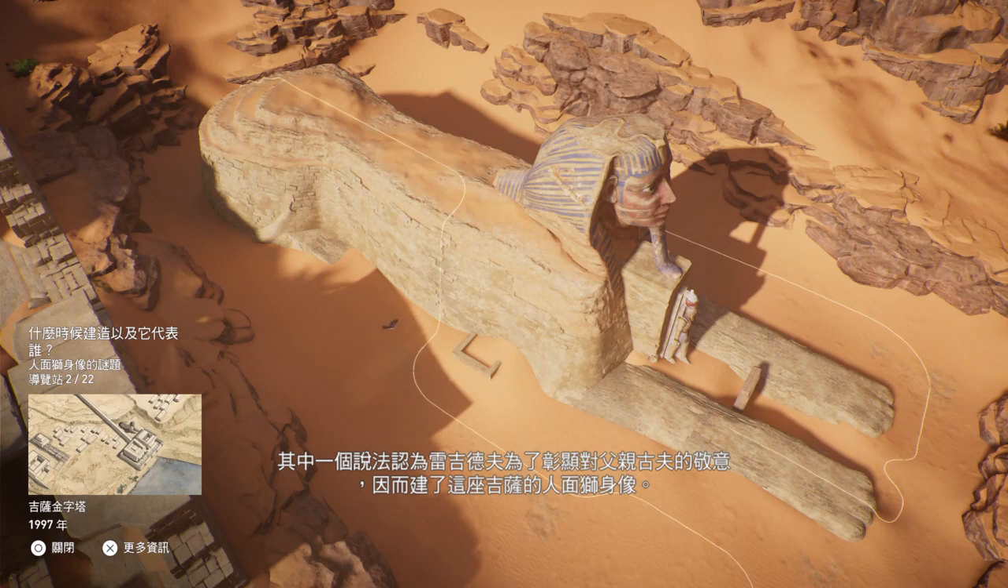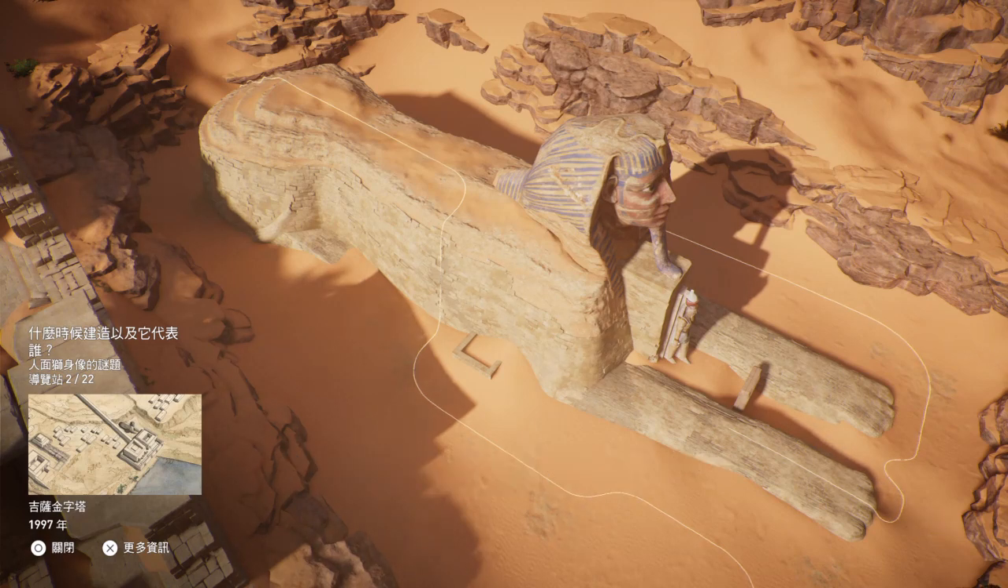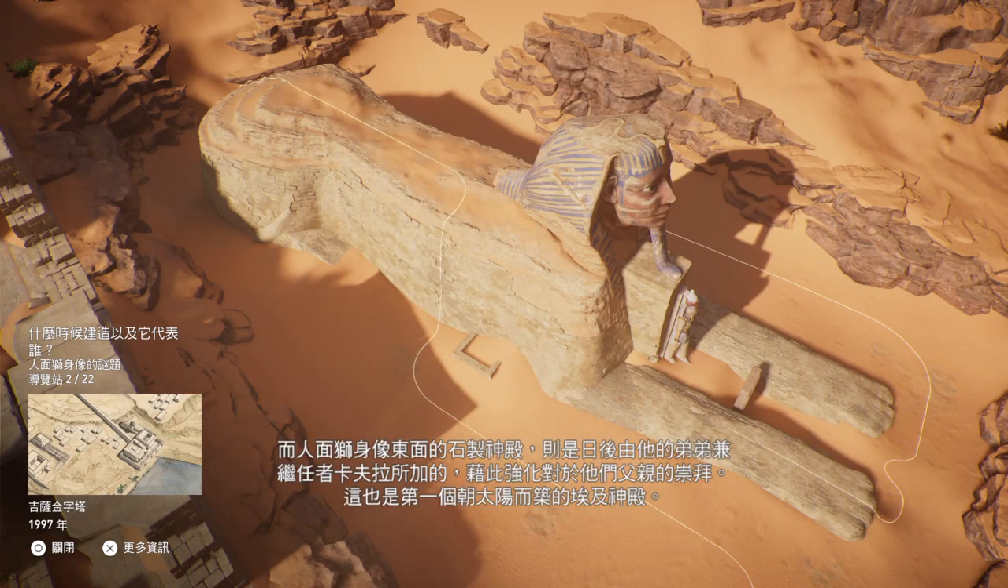One theory supposes that Jedefre chose to pay homage to his father Khufu by building the Great Sphinx of Giza. The stone temple on the eastern face of the Sphinx would have been added later on by his brother and successor, Khafre, in order to strengthen the divine worship of their father. It would be the first Egyptian temple oriented with the sun.